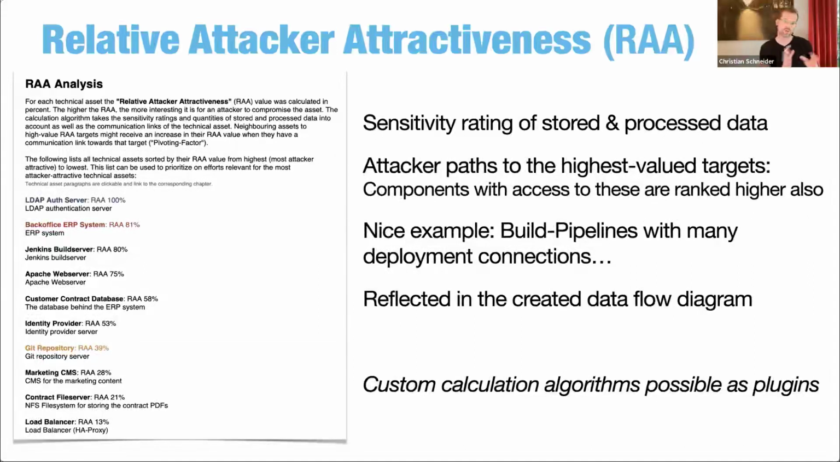So those close to interesting systems, also in terms of connections, are also higher rated in that algorithm. So you see in bigger architectures, and that's a very simple example here, given that RAA value, where you should usually put your most direct prioritization on hardening those systems and eventually isolating them.